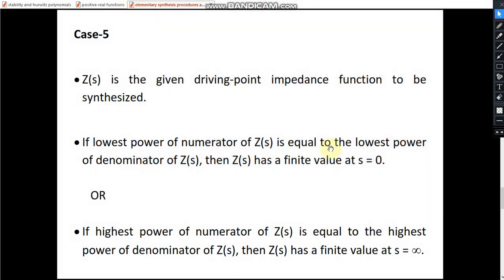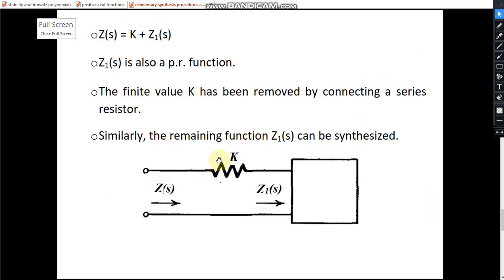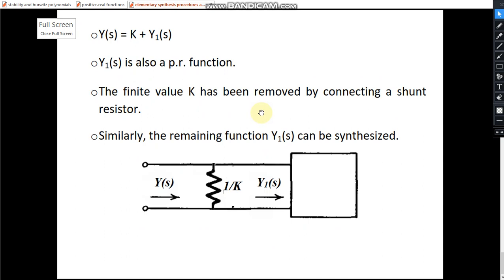So this way we can remove the finite value, and that constant value will represent a resistance. If it is impedance, it represents a resistance, and if it is admittance, it will also represent a resistance, but K will be the value of conductance, so 1 by K, and it will be in parallel because it was Y.